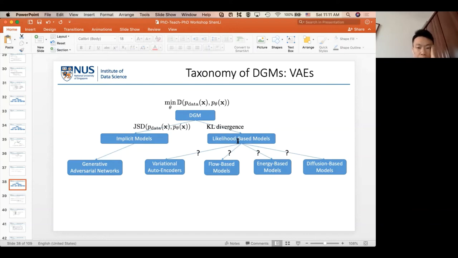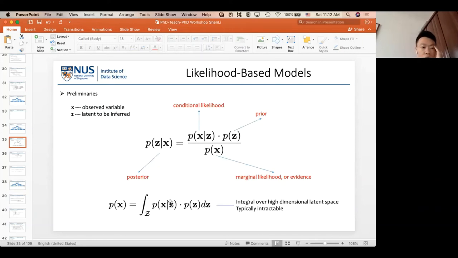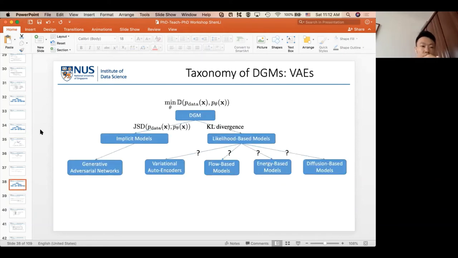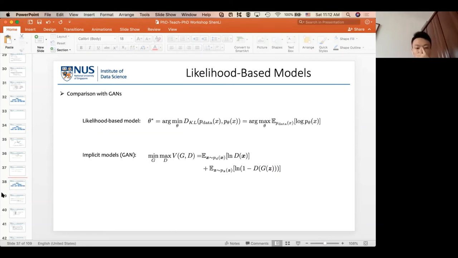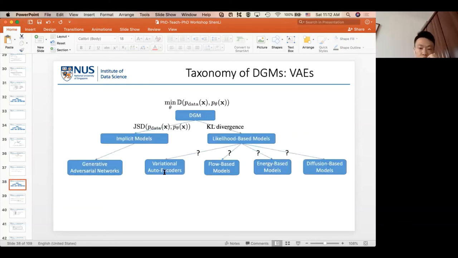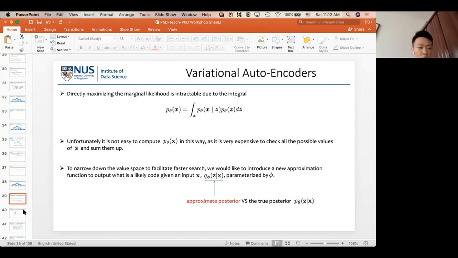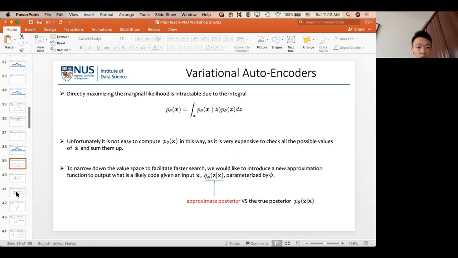And so different branches of likelihood-based models lead us to different specific implementations. Because this term is quite intractable, we will encounter different treatments for this term. And this will lead us to different models we just see here, including VAE, normalizing flow, energy-based model, and diffusion-based model. Okay, and first we will talk about the variational autoencoder.